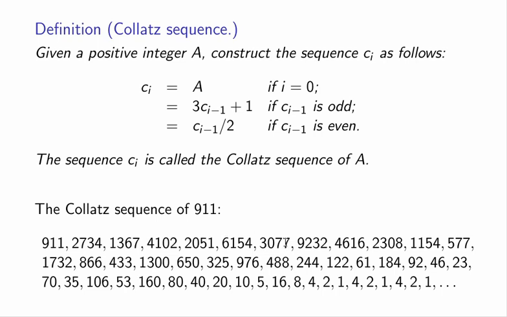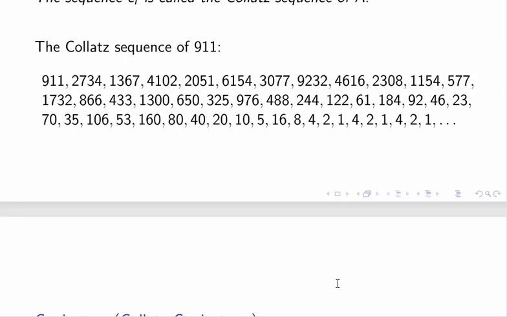Now if you look at the example of 3077, if you multiply that by 3 and add 1, you get 9232. And you have to divide that by 2 several times before you reach an odd number, 577. So you keep going like this, and the Collatz conjecture says that it will eventually reach 1.